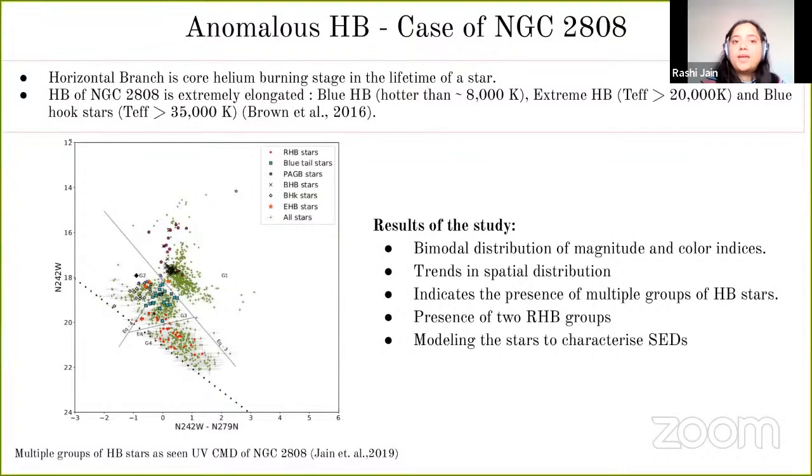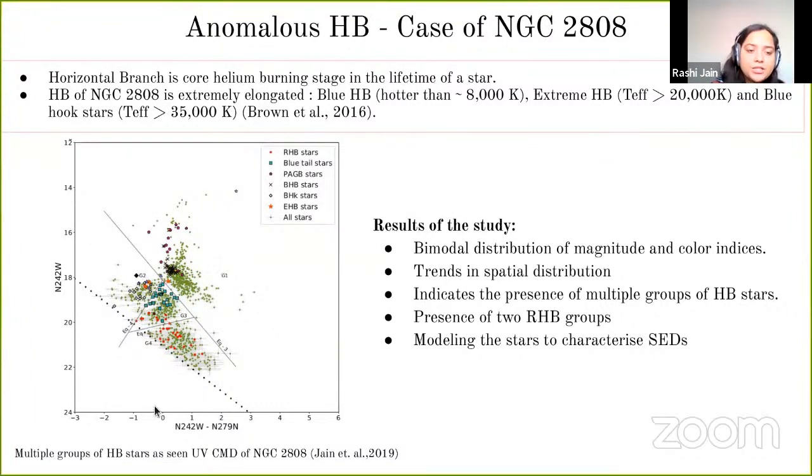This could also be exhibited from the horizontal branch stars of NGC 2808, and we worked on the UV data from the UVIT telescope during my master's thesis, where we looked at the horizontal branch stars of NGC 2808. NGC 2808 is one of the oldest globular clusters in the Milky Way, and it is known to have a very extended horizontal branch. But the interesting result that we found was this.